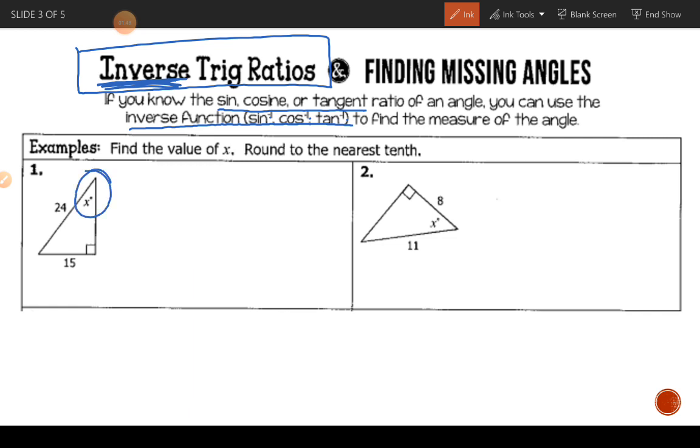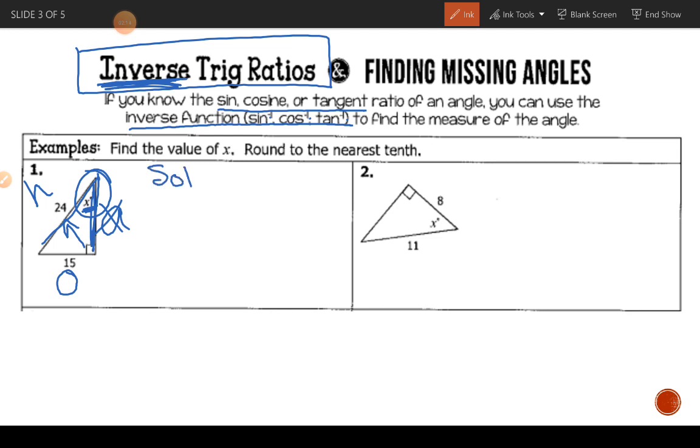So you're going to circle your angle. I'm going from this angle because that's the angle that we're trying to find. We're going to label our triangle. 24 is my hypotenuse. This other side touching is my adjacent, and 15 is the opposite. So again, I don't have any information for the adjacent.